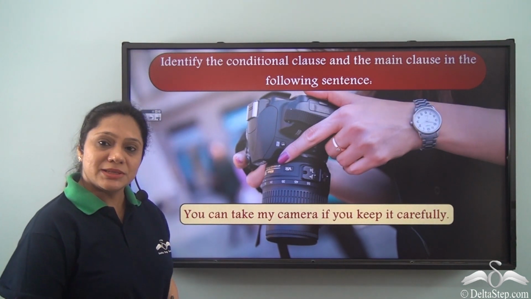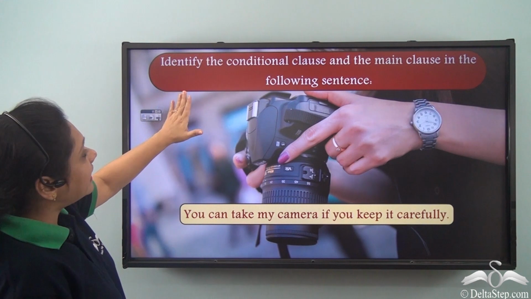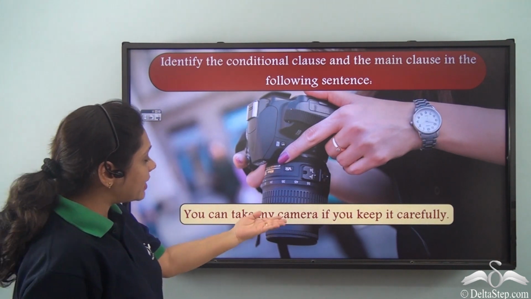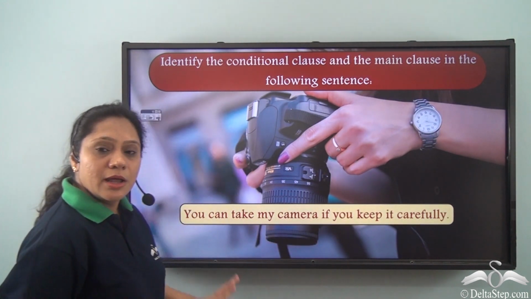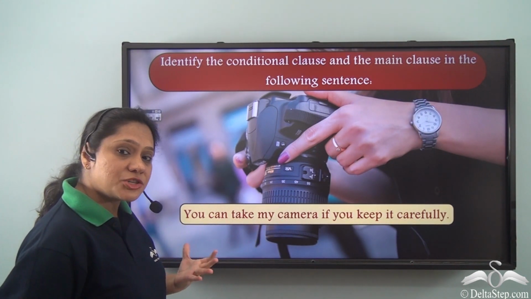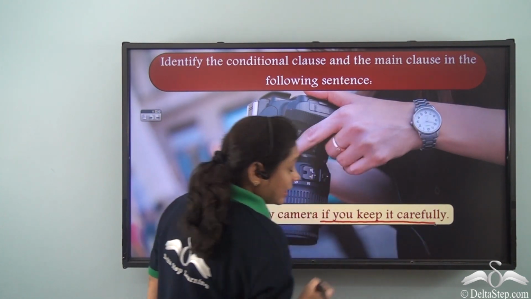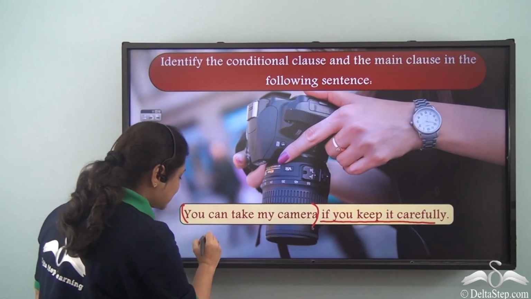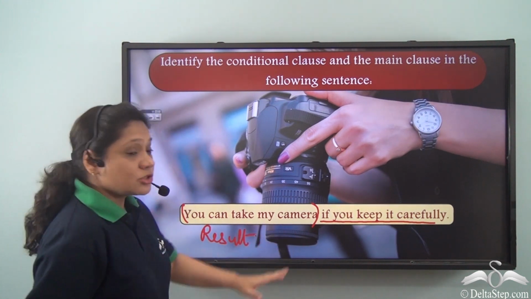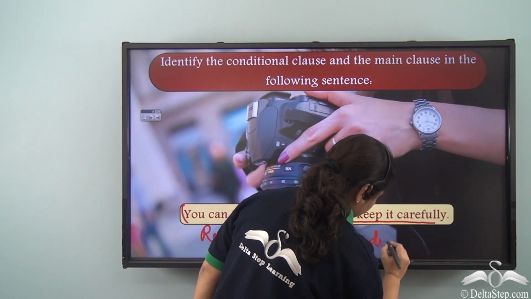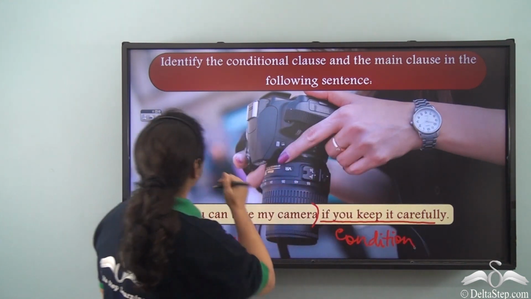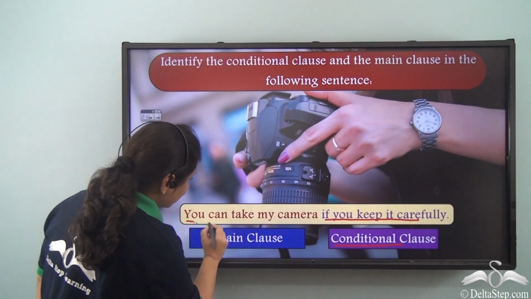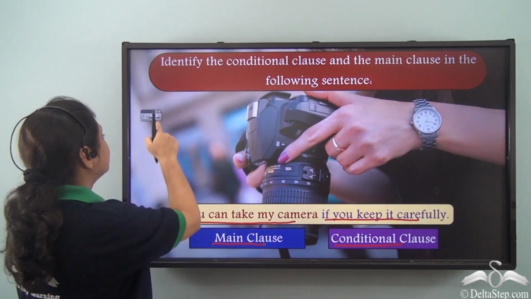Now that you know what conditional sentences are, let us do this exercise. Identify the conditional clause and the main clause in the following sentence. You can take my camera if you keep it carefully. Now, which part of the sentence shows a condition? This part, if you keep it carefully. So, this part of the sentence, you can take my camera, is the result. So, this is the condition. Hence, if you keep it carefully is the conditional clause and you can take my camera is the main clause.